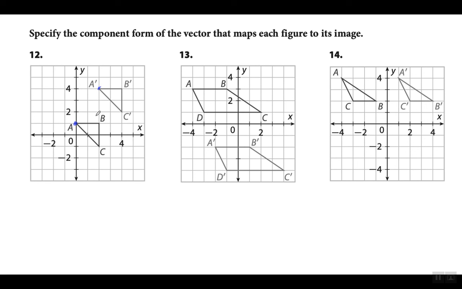It's going to the right 2 times. So my vector is going to be positive 2 for the first number, and it's going to go up 1, 2, 3. So positive 3 here. That's it. I'm done. Piece of cake.